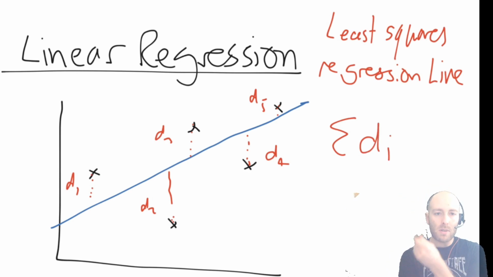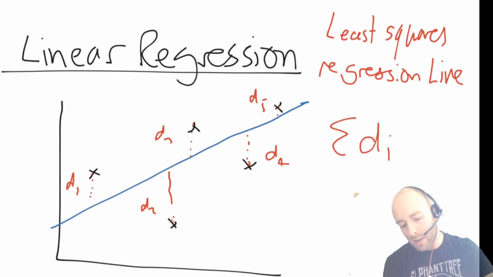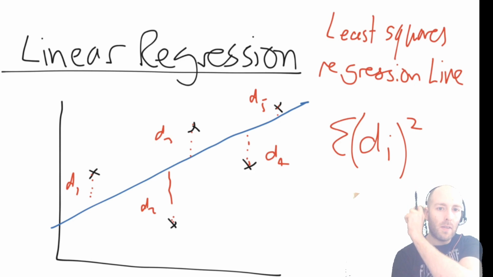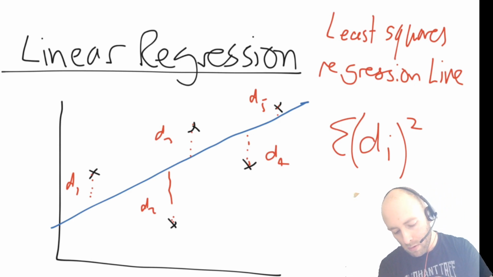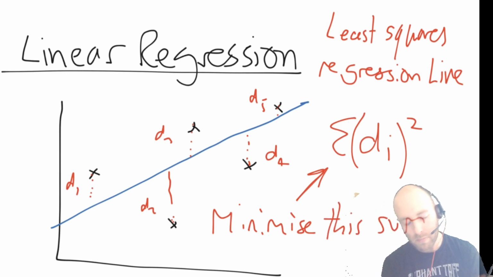The problem is that some will be positive, some will be negative. The ones above will be positive, the ones below will be negative. So if we square them and sum them, we can find the sum of the distances from our line of best fit. If we minimize that sum, that's our regression line. So we call it the least squares regression line because we're trying to minimize this sum to get the perfect fitting line.